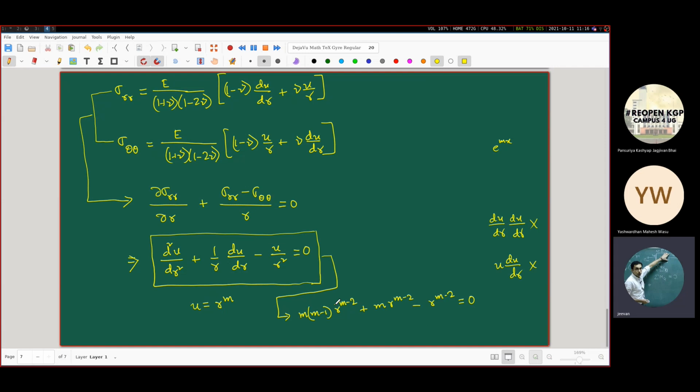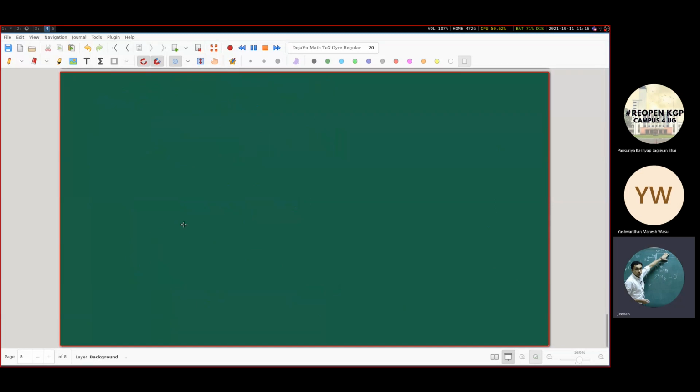So overall from here what we are going to obtain is this. You see, the best thing about this is that here you have r to the power m minus 2, here you have r to the power m minus 2, here you have r to the power m minus 2. This is the key observation which motivated us to take this r to the power m form, because that r to the power m minus 2 is going to get cancelled from all of these three terms. So let me go to the next page.